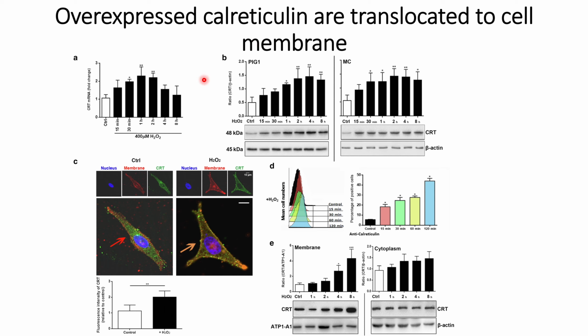However, in the previous video, we did not go through the location of this overexpressed calreticulum. So in this figure, we will understand where these overexpressed calreticulums are translocated on the cells. For this, they use the PIG1 cell lines, where they introduced oxidative stress and observed the calreticulum mRNA at different time intervals, and they can see an increase in the calreticulum mRNA to some extent, that is, until 1 hour.